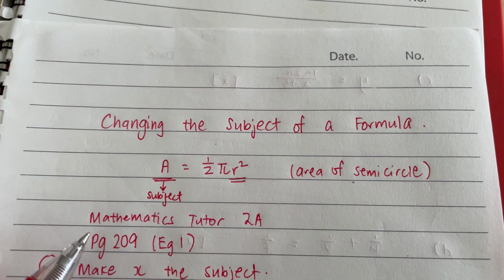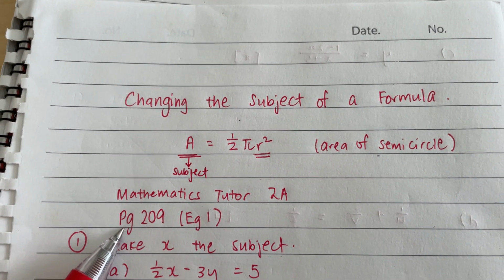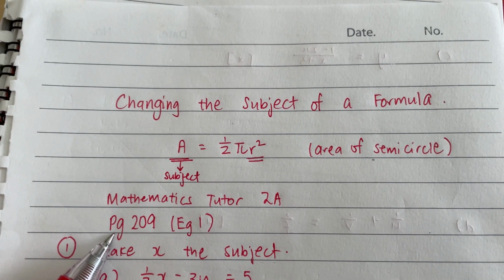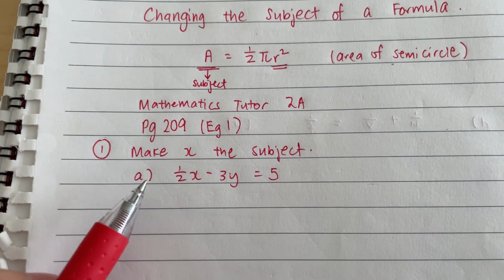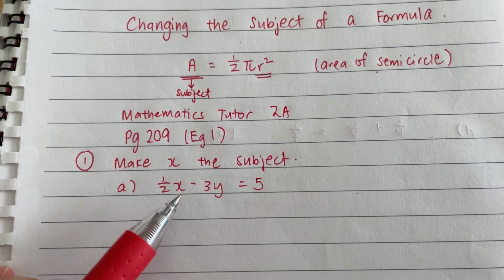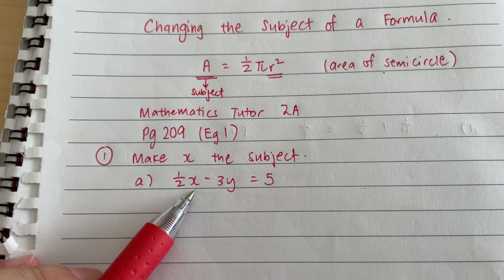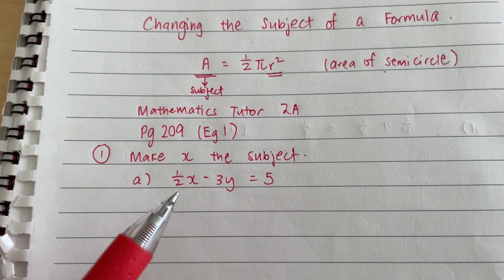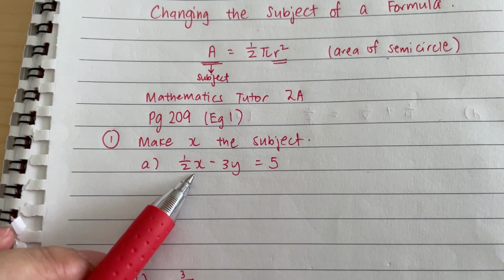Now let's turn to Mathematics Tutor 2A, page 209, and we're going to take a look at the worked examples, and let's see how we're able to change the subject of a formula. Now, when we talk about changing the subject of a formula, in this case, make x the subject of this formula, we are going to leave x on the left-hand side of the formula, and every other variable goes to the right-hand side. Take note that when x is the subject, the coefficient of x will also be 1.